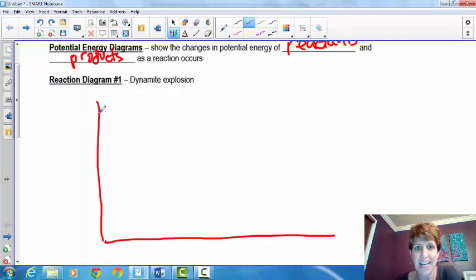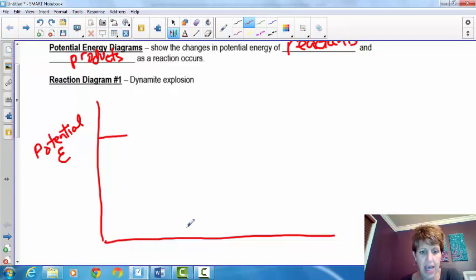Alright, I want you to think about dynamite for a minute. Dynamite has an incredible amount of potential at the start, so I want to start pretty high over here. This axis is representing potential energy, and a reaction occurs over time, so I want to have time here. Alright, so here's my reaction.